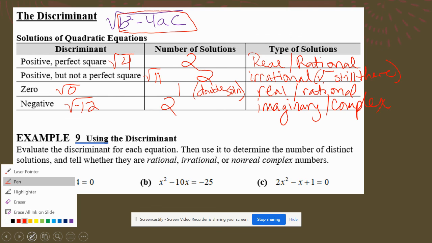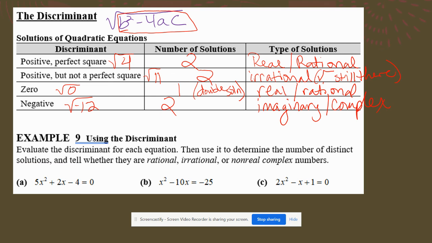So if I'm looking at letter A, first we have to make sure, is it equal to 0? Yes. So we have a is 5, b is 2, and c is negative 4. Remember, we're only doing b squared minus 4ac. So 2 squared minus 4 times 5 times negative 4 gives us positive 84. So this will be two real irrational solutions because the square root of 84 is not a perfect square. So we're on this second part right there.